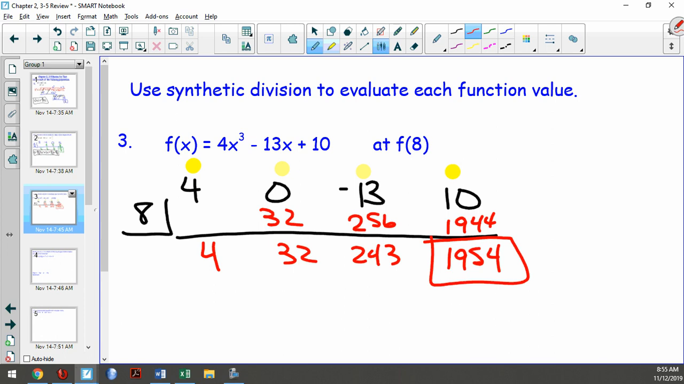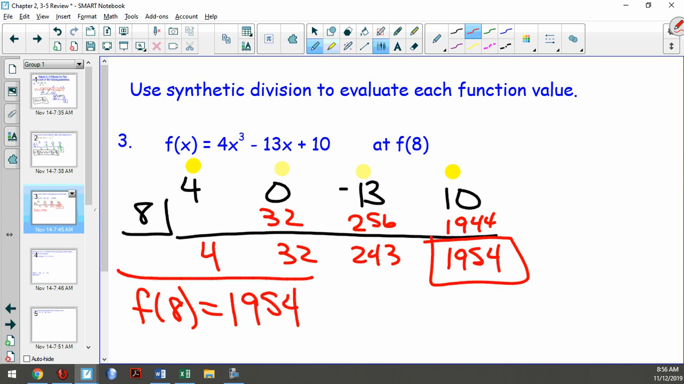Now, what this means is it wants you to give me what f of 8 is. Well, f of 8 is actually 1,954. Do we all understand that? We good? Your evaluation, when doing synthetic division, is the remainder. We good?